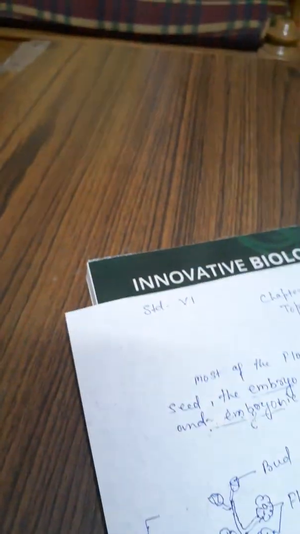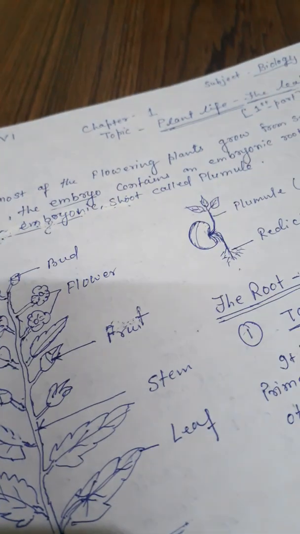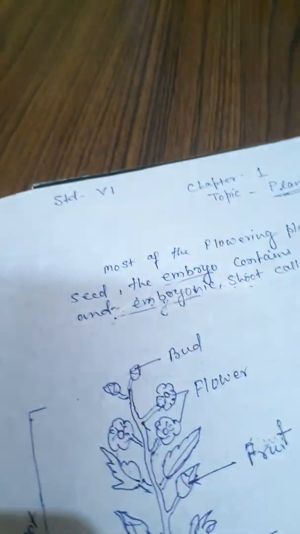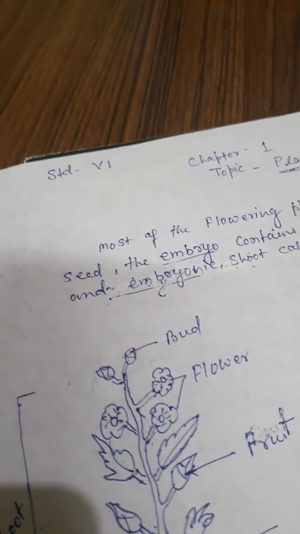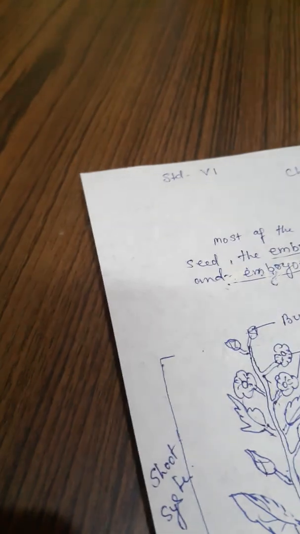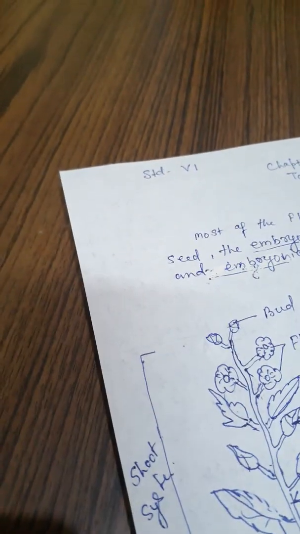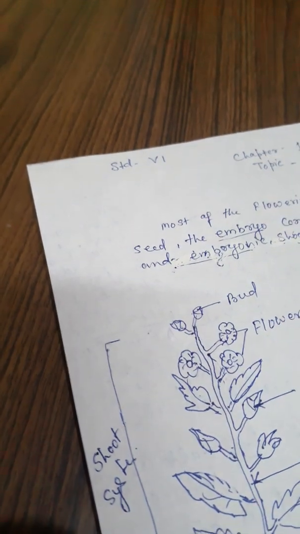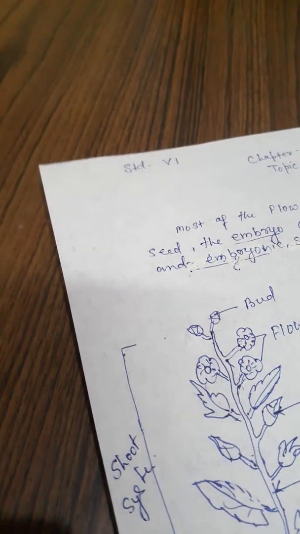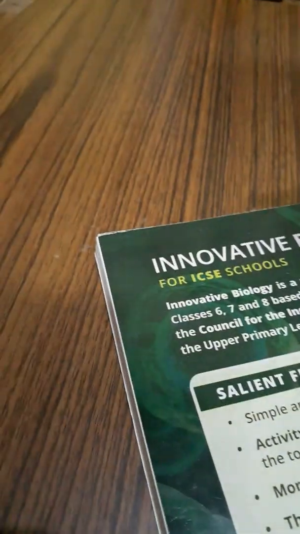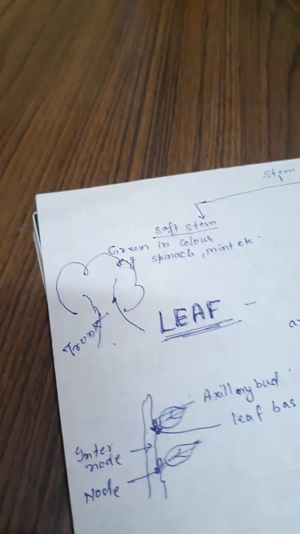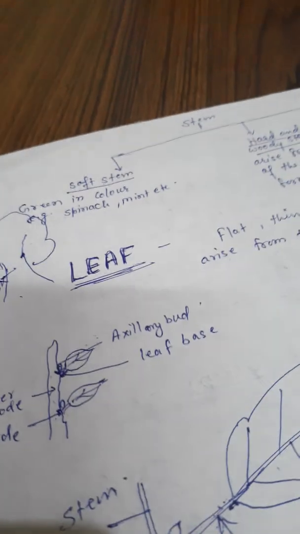Today we learned what is embryo, types of root, stem, leaf, parts of the leaf, etc.